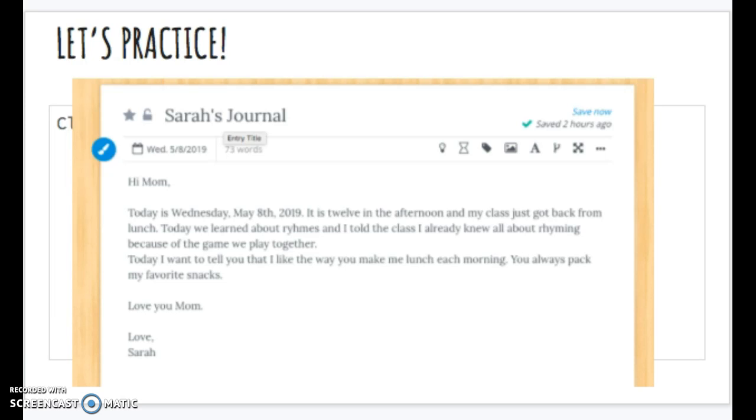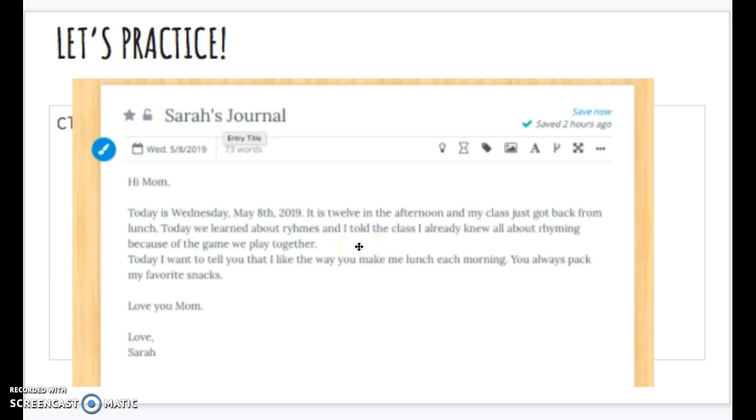So this is a really nice journal entry. So based on our rubric, do they have everything that's included? So it looks like up here they have the date, and also right here they wrote the date. So not only is it in the journal, but she also wrote it in the journal, which is very important. She also says the time, so it's 12 in the afternoon. Not only that, but she said she just got back from lunch. So there are two signals to what time it is. And then she said today we learned about rhymes. So that is the activity that they did in the day.